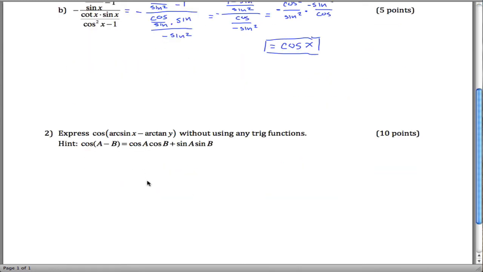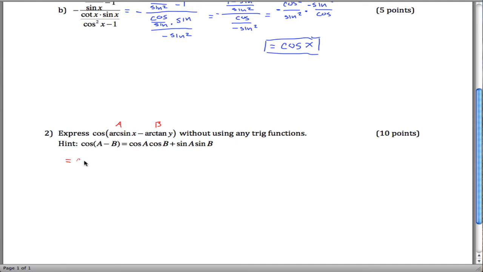All right, number 2. This one's a little bit trickier, or longer anyways. What we want to do is express the cosine of this difference without using any trig functions. And the trick to it is this angle subtraction formula. So what I'm saying is if you think of arcsine of x as A, and arctangent of y as B, then what the question's asking for is the cosine of A minus B. And the cosine of A minus B is given by this formula.